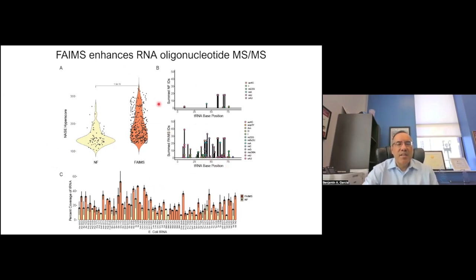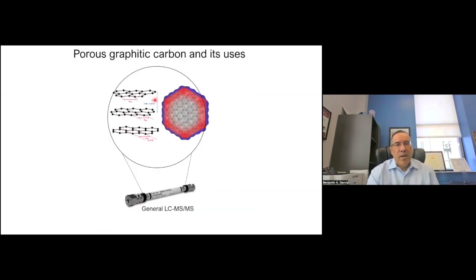And so I would definitely encourage people to use a FAIMS device if you have access to one, because I think this does help. And for low-level species, it helps get rid of some of the things that you might see in the background, to be able to sequence those low-level RNA species pretty well. We've also been using porous graphitic carbon for separation of RNA. PGC has been used heavily in the RNA world and for other hydrophilic molecules.